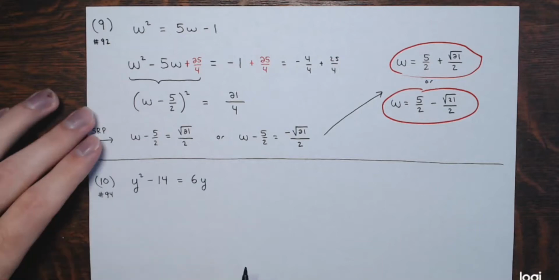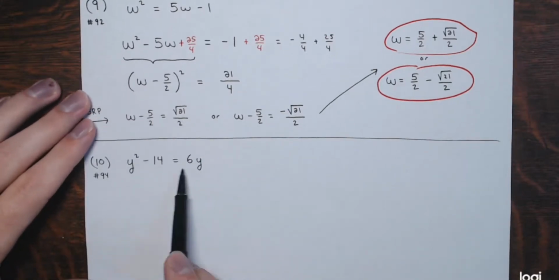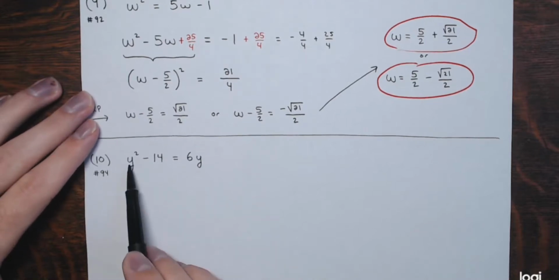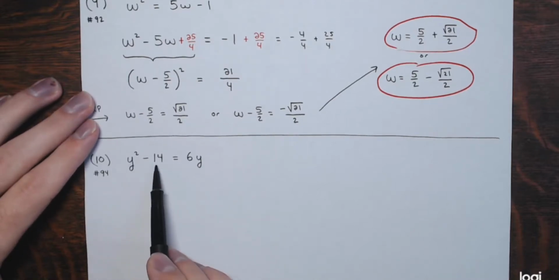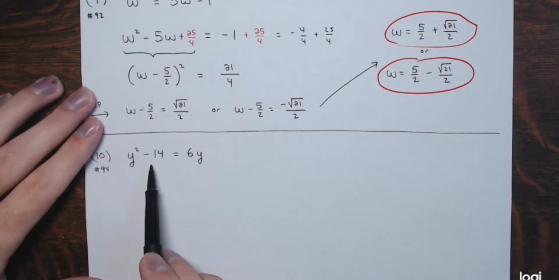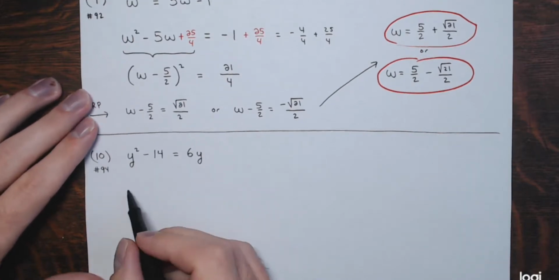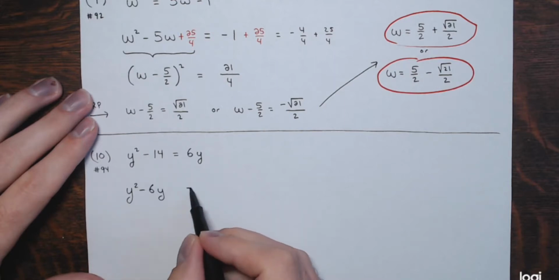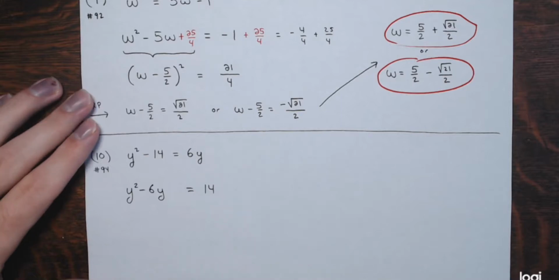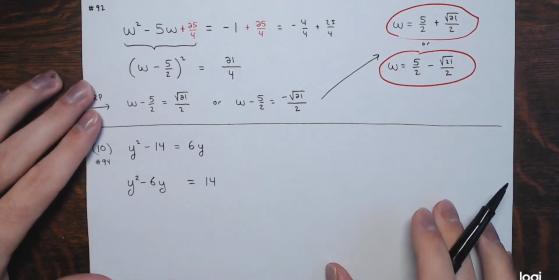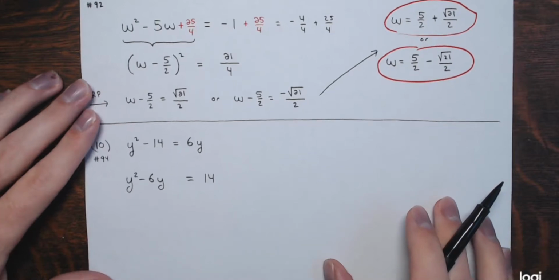Alright, next question. Same deal, I don't have it the way I want right now. I have the quadratic term and the constant term, and I want the linear term. So here I would subtract 6y and add 14. So we have y squared minus 6y equals positive 14. That's subtract 6y, add 14 to both sides. And now I have what I want.